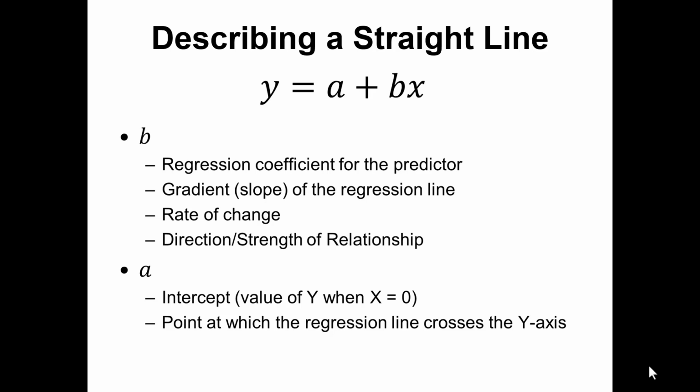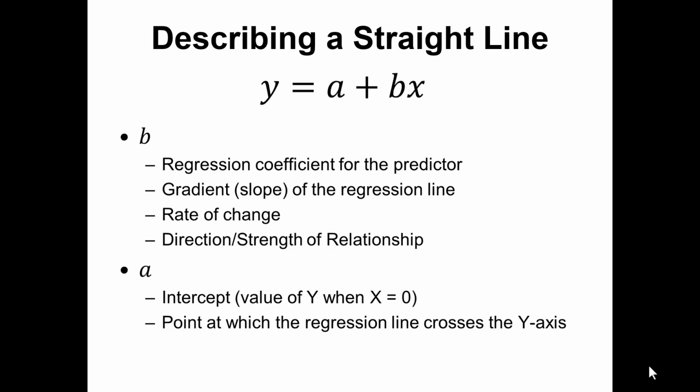So the slope can be called the regression coefficient for the predictor. It can be called the slope or the gradient of the regression line. It also can be called the rate of change, and some people refer to it as just the direction or strength of a relationship, right? That's how often this beta is described. And A is simply the intercept, where really it's the value of y when x equals 0. It's the point at which the regression line crosses the y-axis, and you pretty much ignore it.